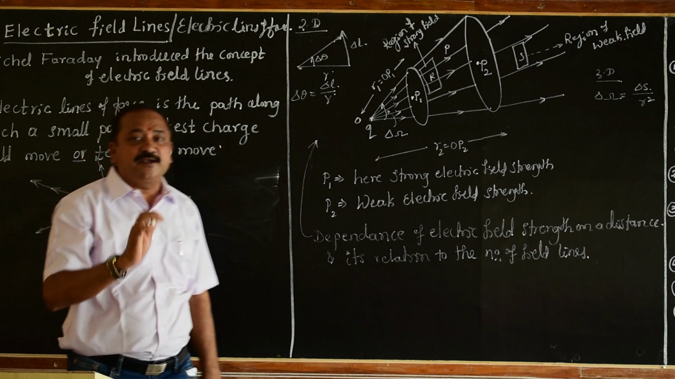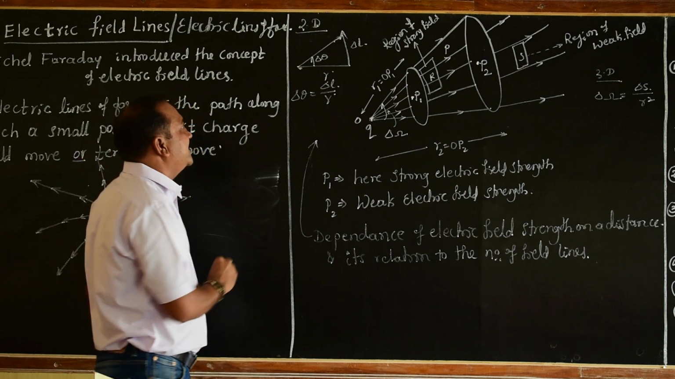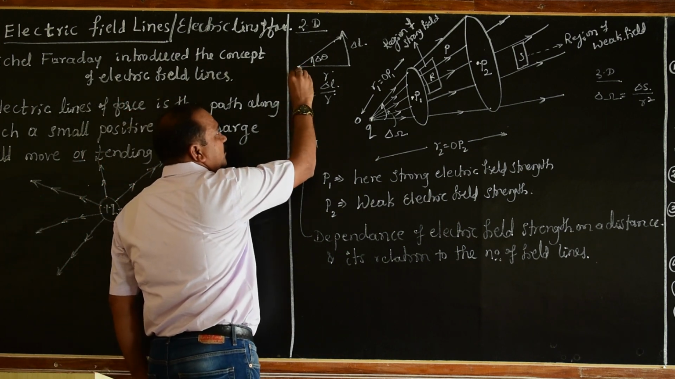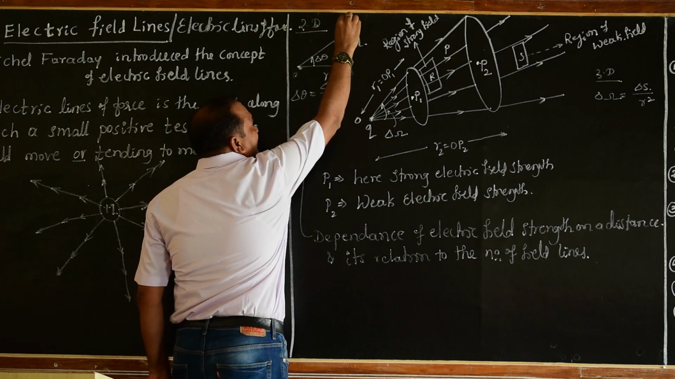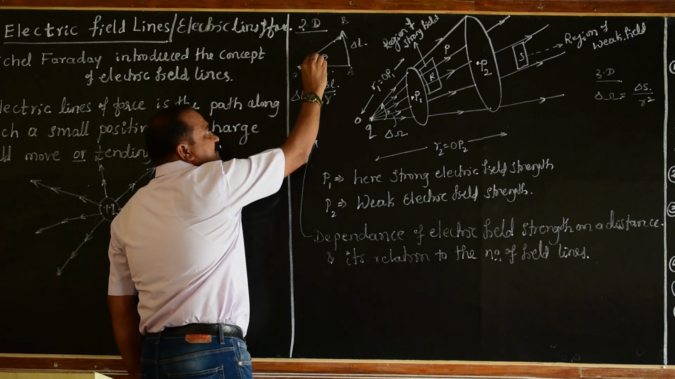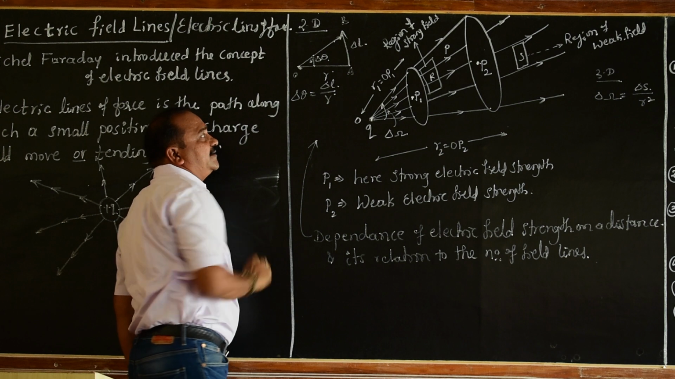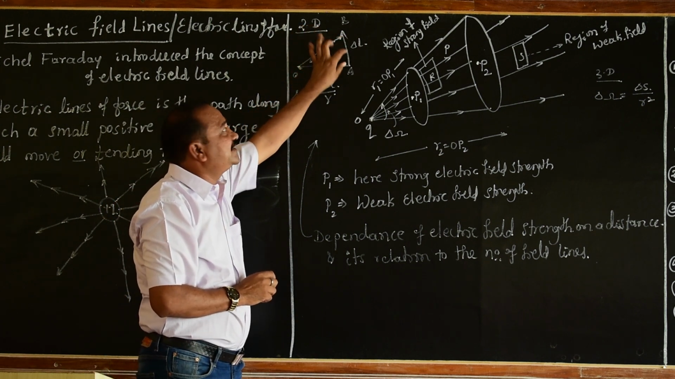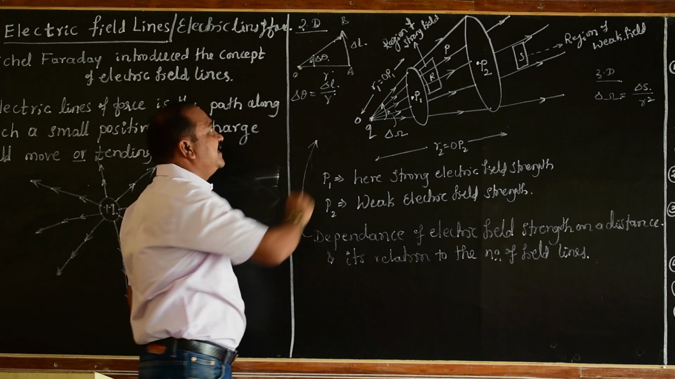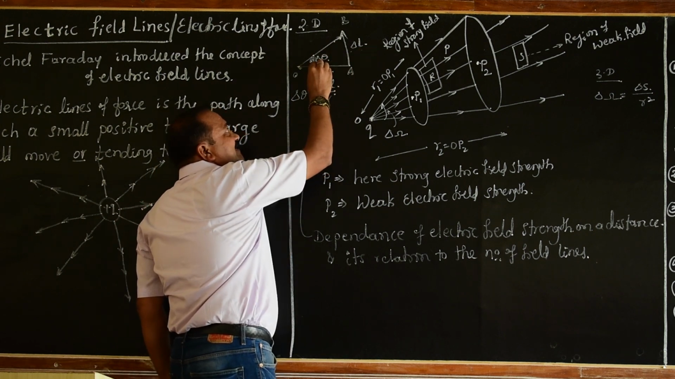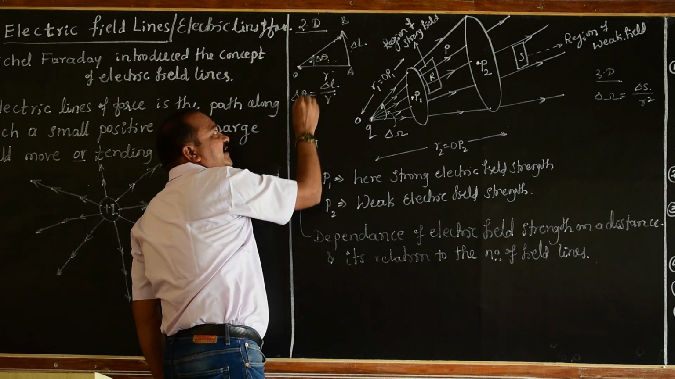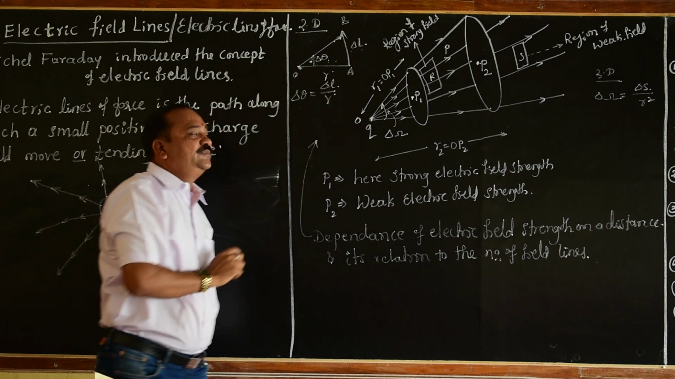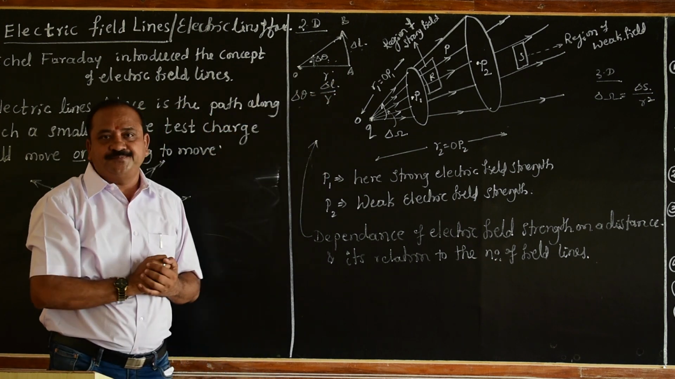For example, in the two-dimensional case we have taken, this is the point O and this is AB. It makes an angle delta theta. This is the region, that's the length. There's some curve here, and its length is delta L. So the angle subtended, delta theta, equals delta L by R for the two-dimensional case.